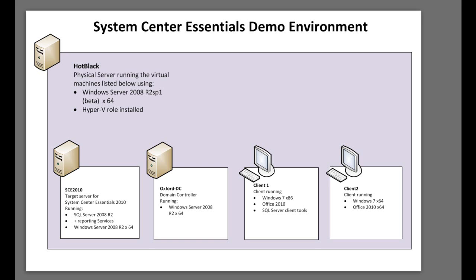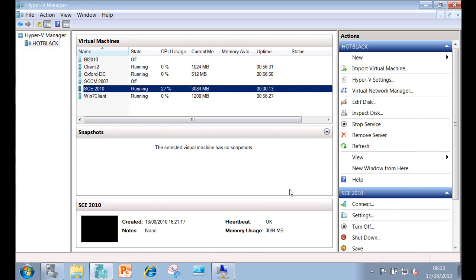So let's switch over to the physical machine and see how that's set up. So here you can see I'm running 4 virtual machines. I've given the System Center Essentials machine just over 3 gigs of RAM, which is the bare minimum it needs. I've given the 2 clients about 1 gig each, and I've taken just half a gig for the domain controller. So let's jump in now to the System Center Essentials machine, or SCE as I shall refer to it from now on, and see how to install the product.